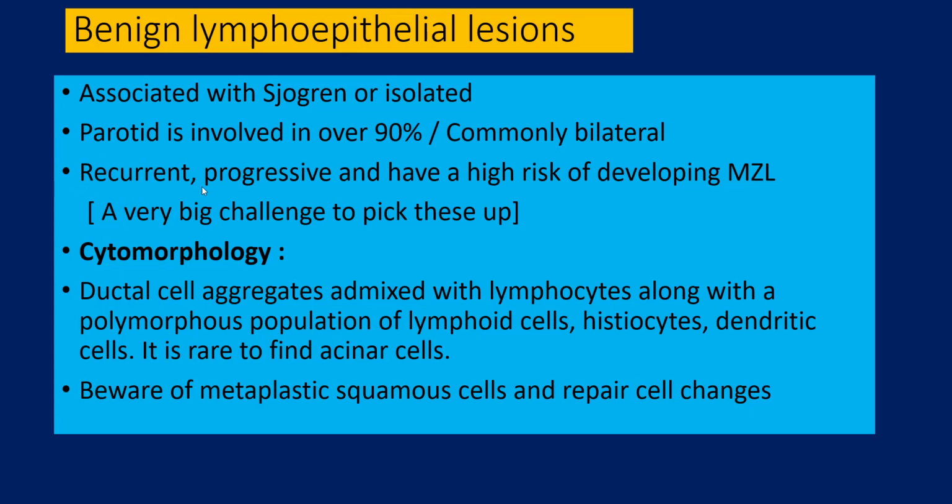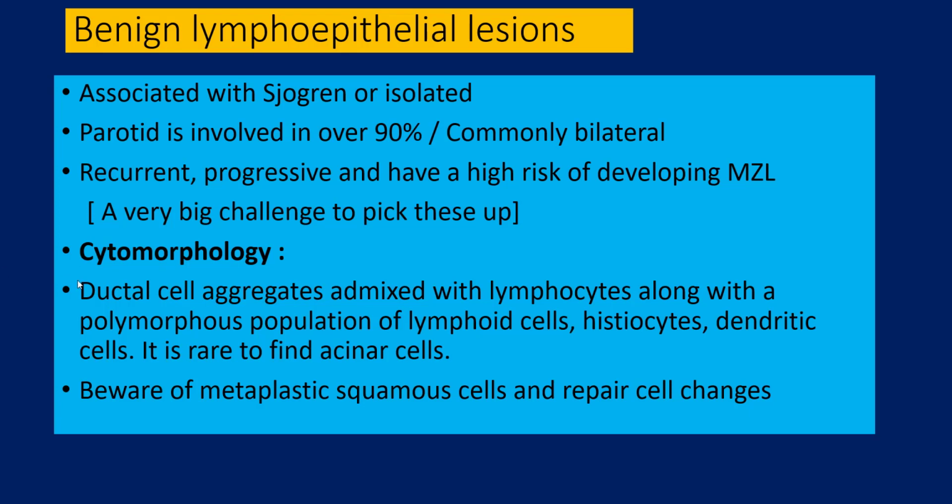It could be recurrent, it could be progressive, and it has a high risk of developing marginal zone lymphomas. On top of it, I think it increases the risk by around more than 40% over a 5-year period of time. Therefore, it is a big challenge. Because the lesions are recurrent and progressive, you might be using FNA as a part of the follow-up procedure. Now, when this particular lesion has become a marginal zone lymphoma in the course of the disease, it is very difficult to pick up. So this is a very important challenge in salivary gland cytopathology.